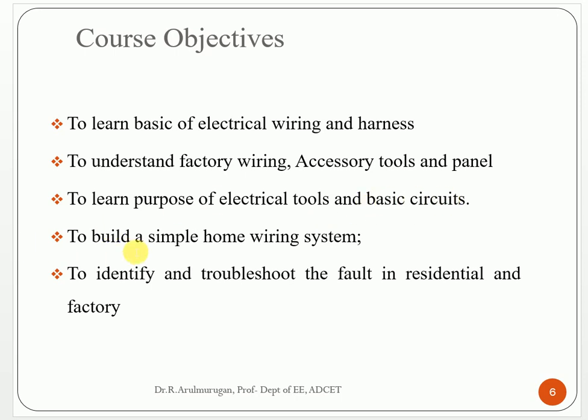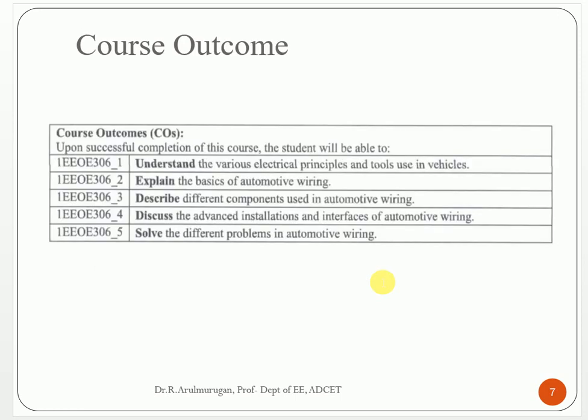And the fourth is to build simple home wiring systems. You will build a home wiring system on your own, and identify and troubleshoot faults. Sometimes faults happen in the wiring systems of your residence or factory. You will learn how to prevent them and how to protect the systems. This is the objective of the course.